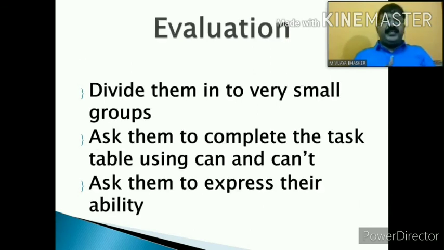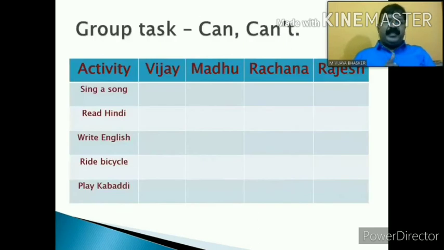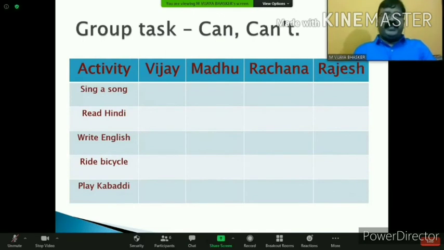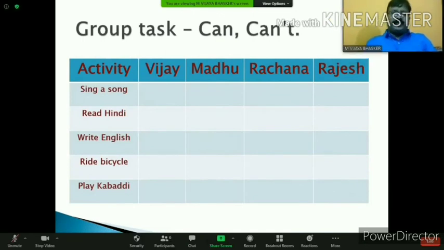Coming finally to the evaluation part. In this part, you have to evaluate what the children have learned. You have to prepare a task table. I am giving you a model task table like this, where the actions are written on one side, leaving space for writing the names of the children.